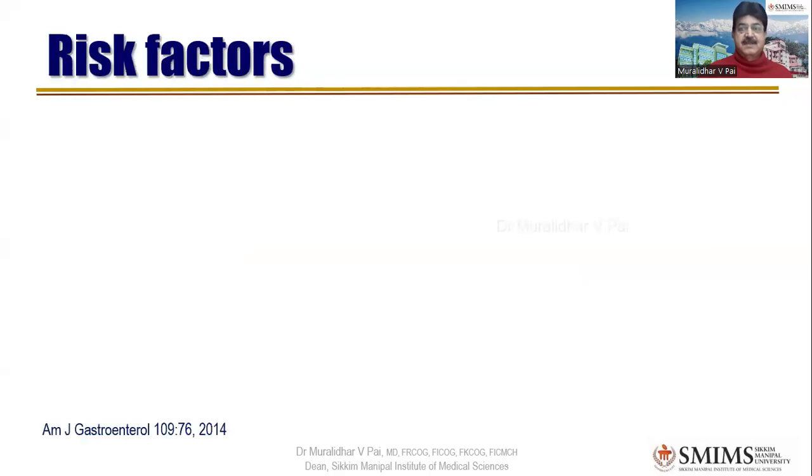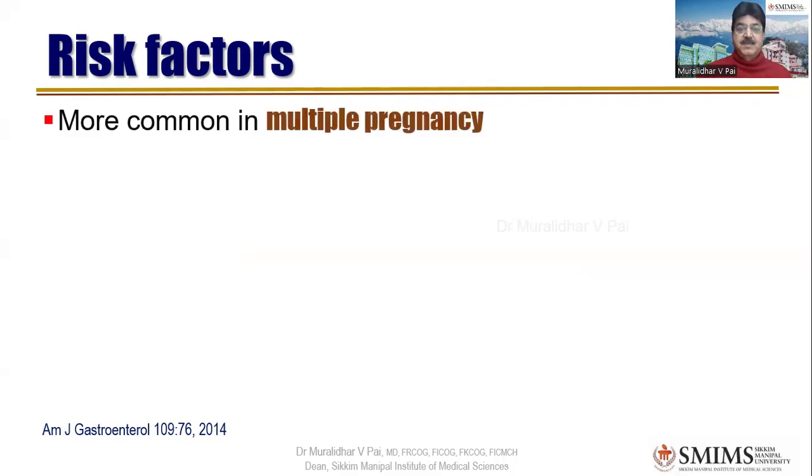What are the risk factors? More common in multiple pregnancy. So obviously it is something to do with the hormones of pregnancy or the physiological changes that take place in the liver and all the other systems in pregnancy. Multiple pregnancy means more problem, isn't it? More prominent physiological changes. So that's exactly why it is a risk factor. Genetics. Not all pregnant women will have this because otherwise this should have been much more common and everybody should be knowing. It happens in only few pregnant women. That's why there is a genetic background.